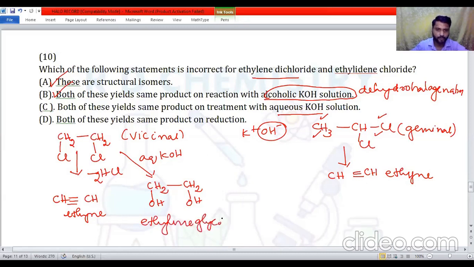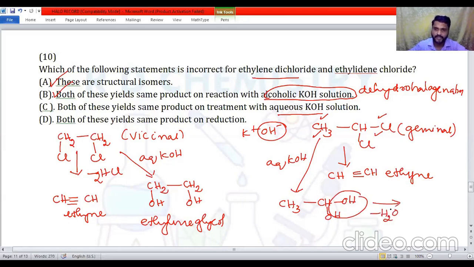Now what about the other case? Aqueous KOH is there, so remove the halogen atoms: CH3, then C, H, OH, and OH. Whenever there are 2 OH groups on the same carbon atom, it loses a water molecule. Dehydration takes place to give finally CH3CHO, an aldehyde with 2 carbon atoms, known as ethanal. So they will not give the same product with aqueous KOH. Therefore, option C is the wrong statement.